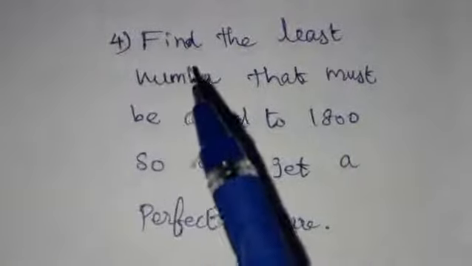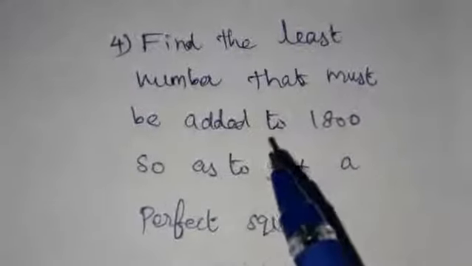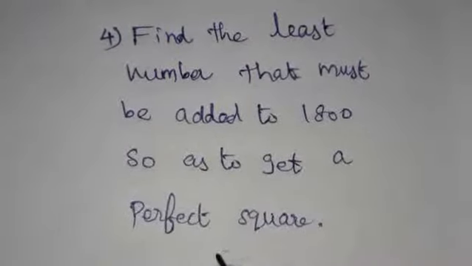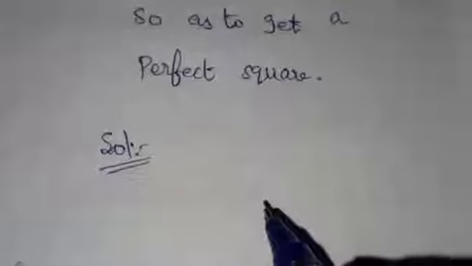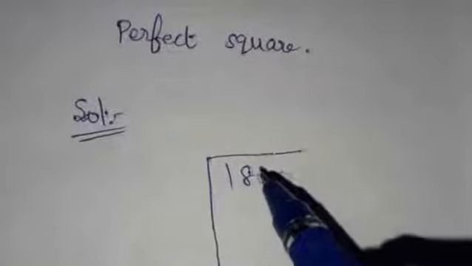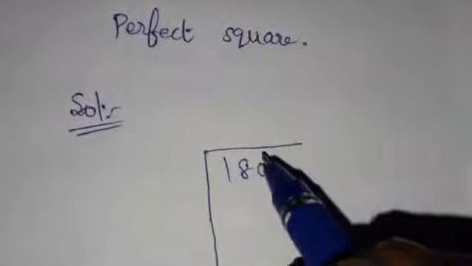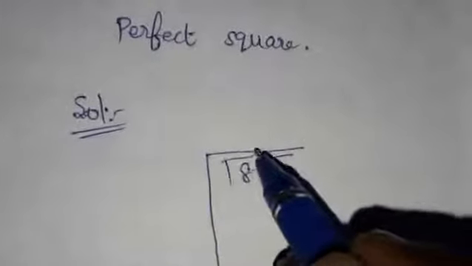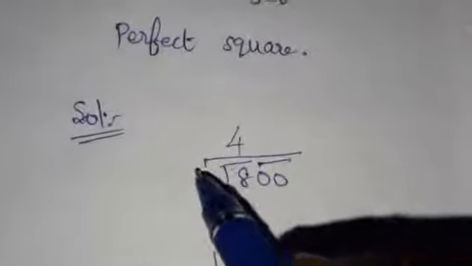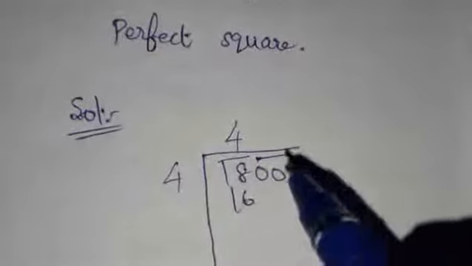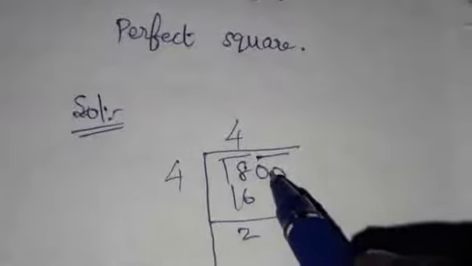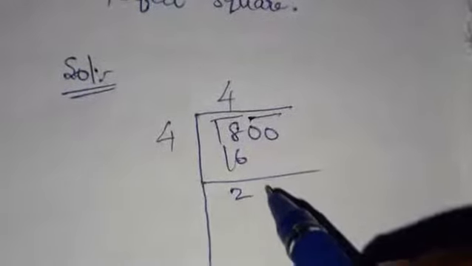Fourth question, find the least number that must be added to 1800 so as to get a perfect square. Okay, listen. We have to use long division method. First, we have to group the digits in pairs. So there are 2 periods in this sum. 4 4s are 16. The remainder is 2. We have to bring the next period down.